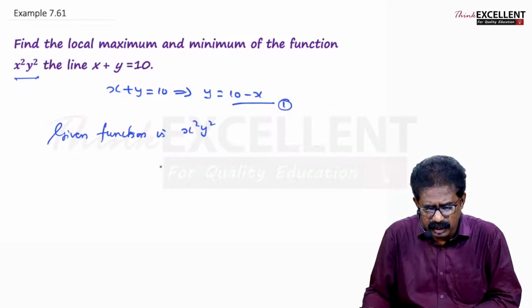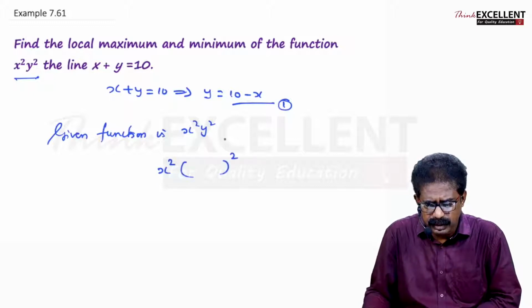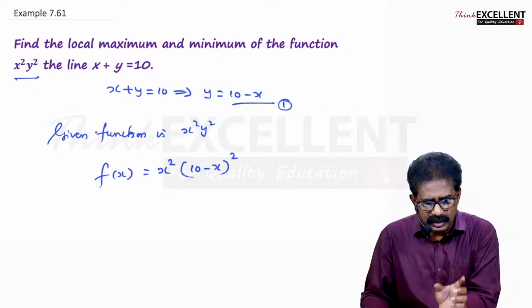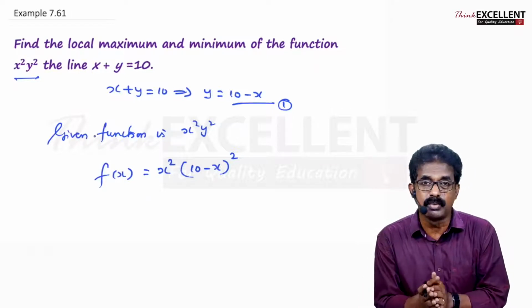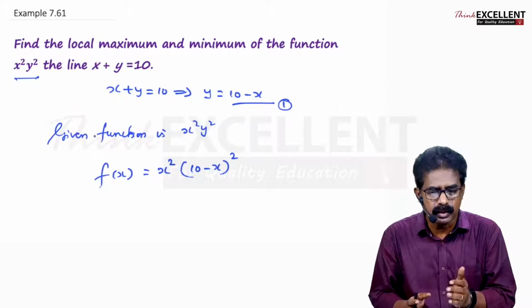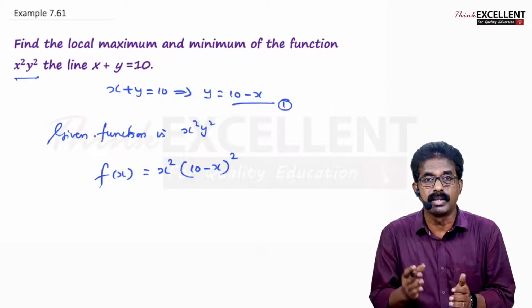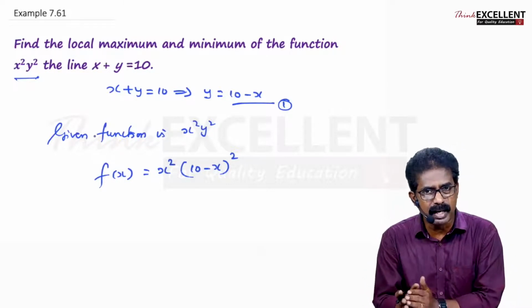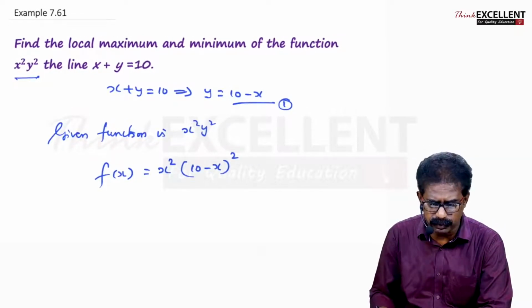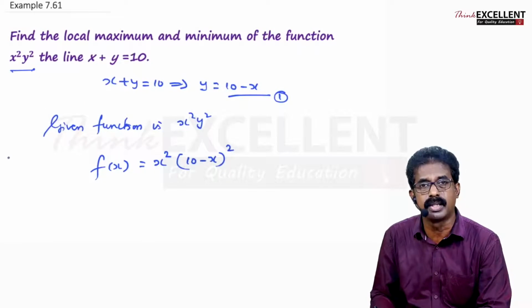Substitute in the function. So x square into y square. Instead of y you write 10 minus x. Now we have only x. So you can name it as f of x. Are you able to understand? So a function given in which we have x and y, two variables. We want to convert it into a single variable. For that you make use of the next condition, x plus y equal to 10. From that you find y value. That y value substitute here. Now we are getting a function of x alone. Now you know how to do that. You have to differentiate two times.